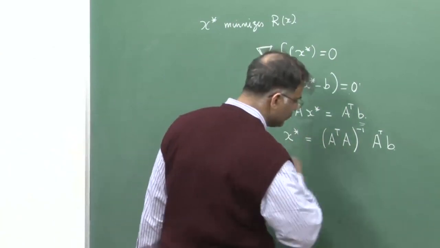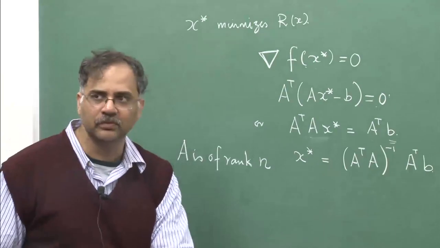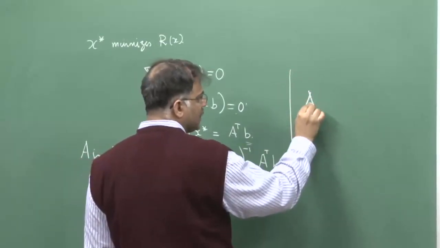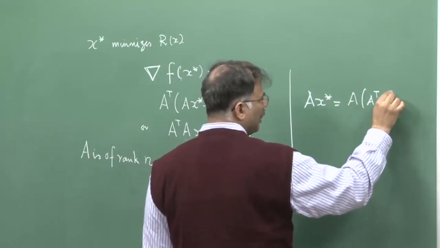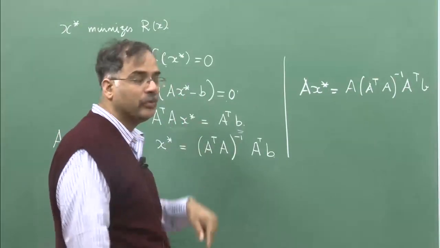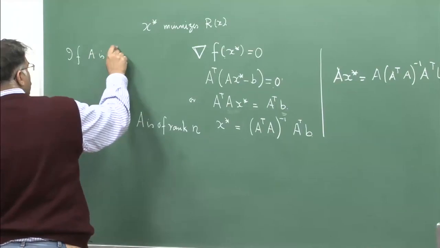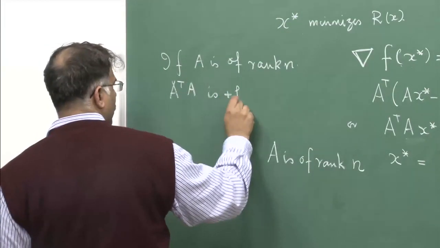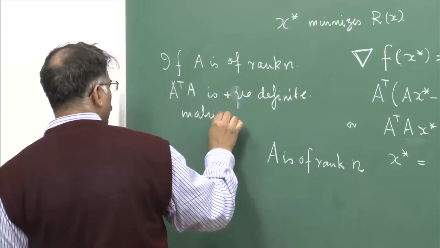Now, if x star solves this problem, then the gradient of f at x star must be equal to 0, and x star must have this form. Then A of x star is equal to A times (A transpose A) inverse times A transpose b. See, because A is of rank n, A transpose A becomes a positive definite matrix. That is very important, and that is why it is invertible. So, if A is of rank n, A transpose A is a positive definite matrix. You prove this in the homework. So, this is your homework.